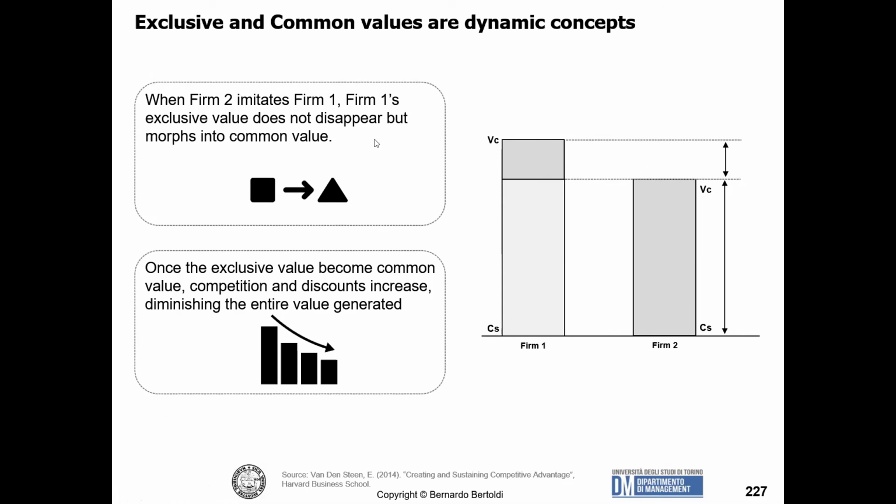So how does this exclusive and common value behave? Here the point is that these two concepts are quite dynamic. So what happens? Through competition forces, firm two tends to imitate firm one. So little by little, exclusive value, out of value creation differences or bargaining power, tends to become common value. And little by little, when exclusive value becomes common value, competition starts to work. And so usually price and discount tend to be an advantage for customers and not for companies.